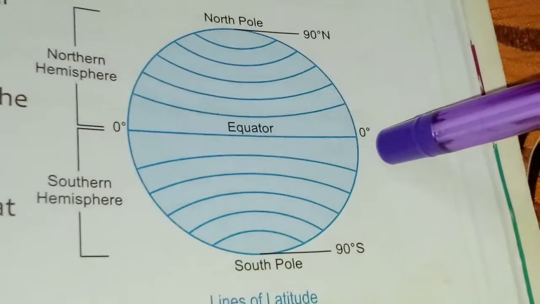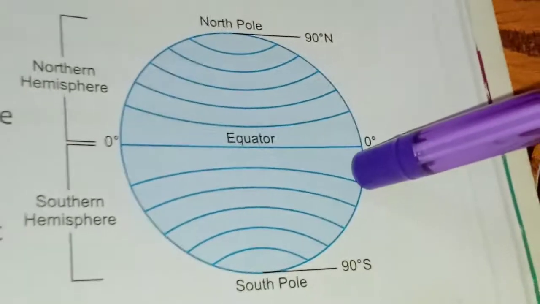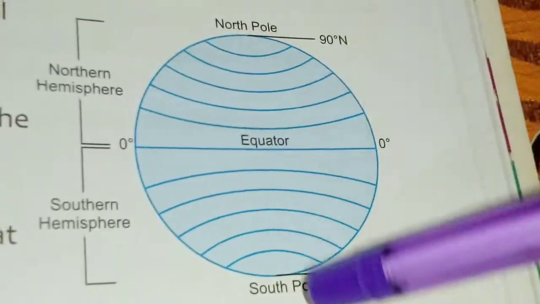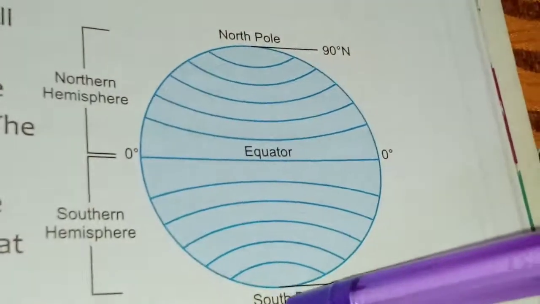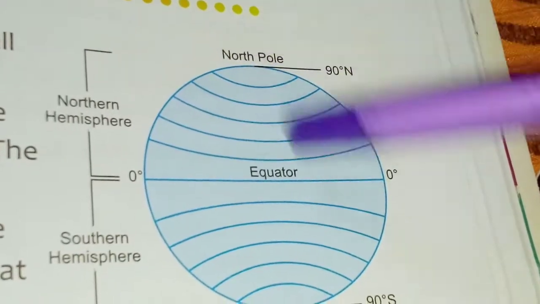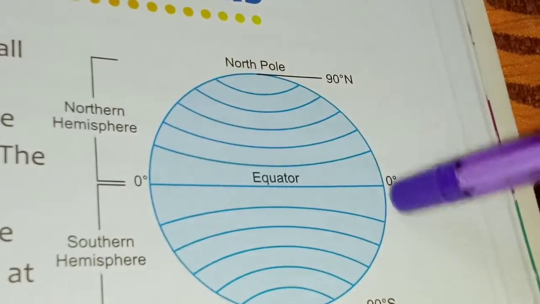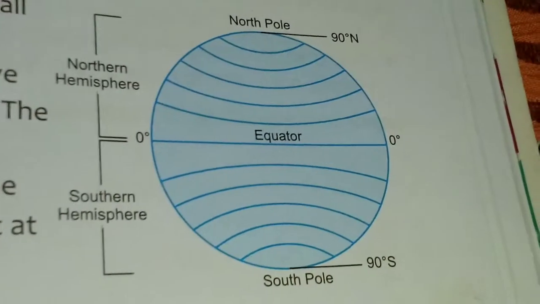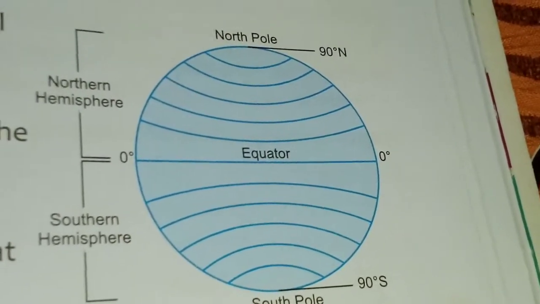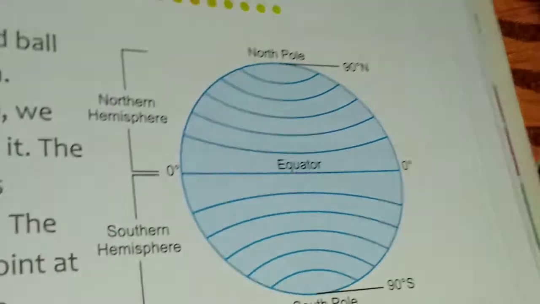All parallels are full circles except the North Pole and the South Pole, which are nothing but just two points. The length of the parallels decreases as we move away from the equator and towards the poles. You can see this picture.